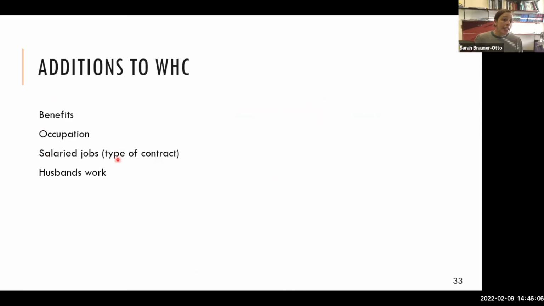We are adding information to the work history calendar. We're going to ask some questions about benefits. So do people have paid maternity leave or unpaid leave, health benefits, pensions, other allowances? We're going to try to get some more detailed information on occupational categories, the type of contract that people have, and collect retrospective information on husband's work.